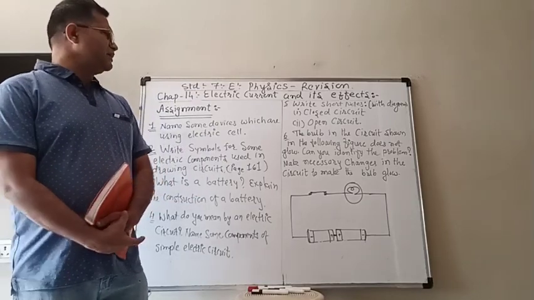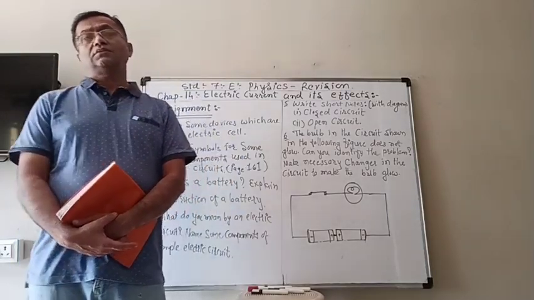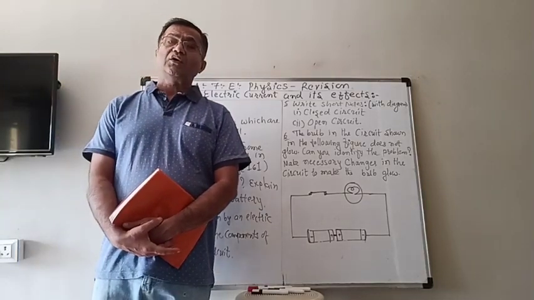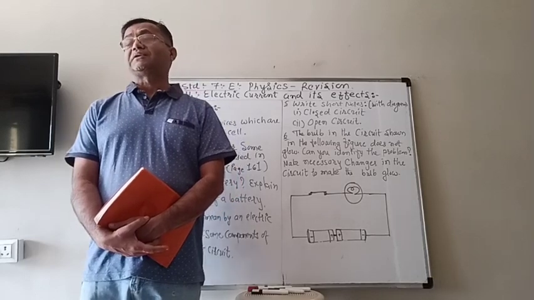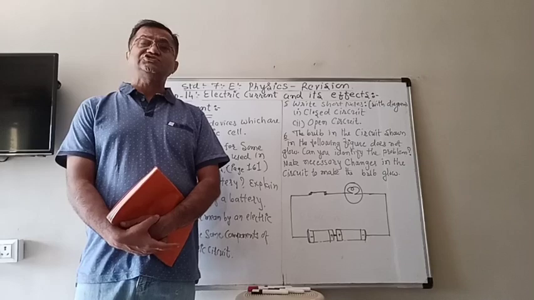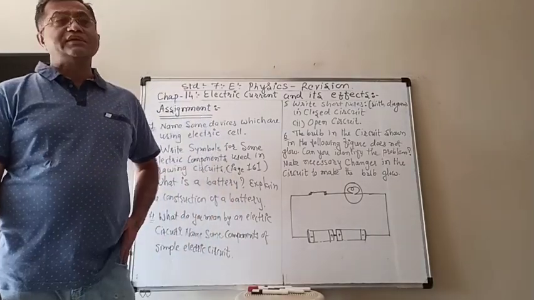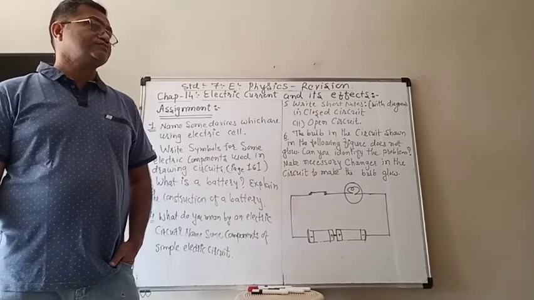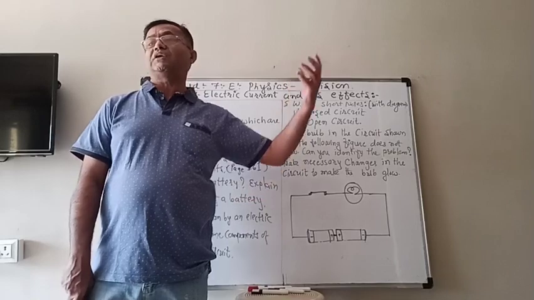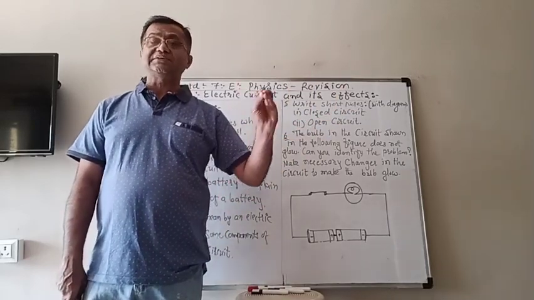Now you are familiar with electric current. When the charged particles flow in the conducting wire, then the flow of that charged particles is known as the electric current. When the charged particles move from one point to the other point, then it is known as the electric current.